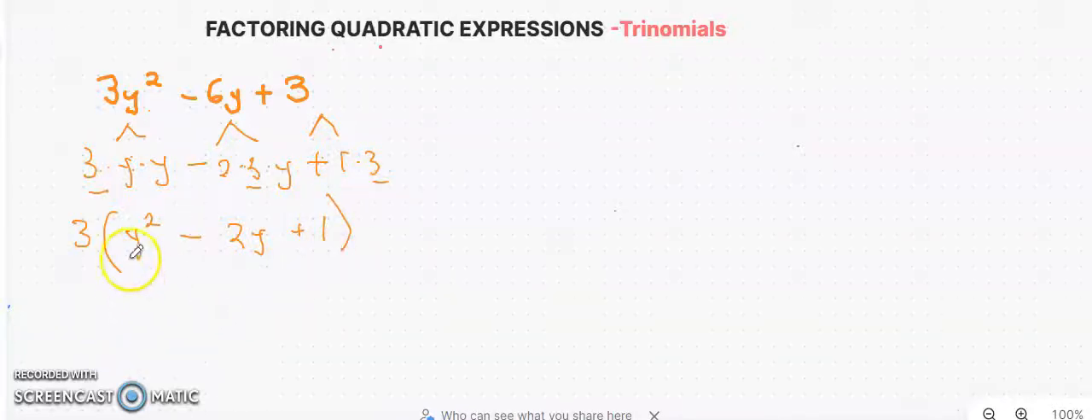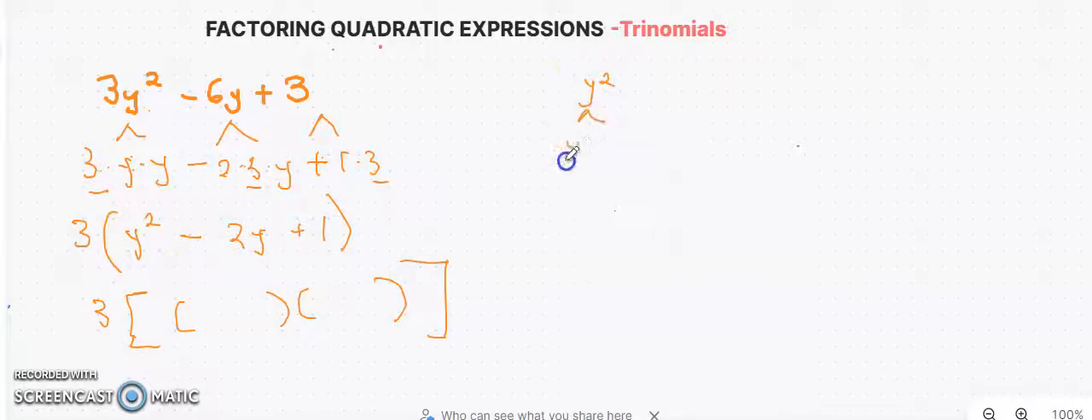Now we have an expression where the coefficient of the first term is equal to 1. So we go ahead and factorize. We keep 3 outside, and then we open 2 brackets to factorize. First we begin with the first term, y squared. What are the factors? We have y times y. So the first y goes into this bracket and the second y in this bracket.